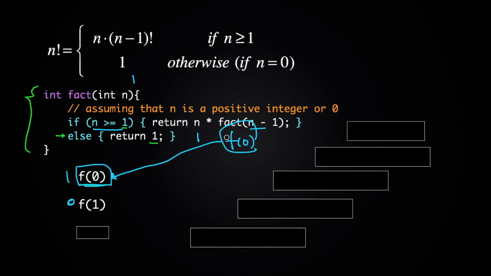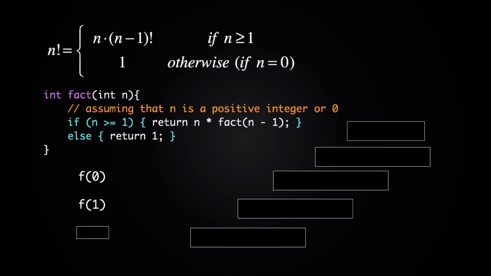And then in f of 1, it's going to say, okay, what I'm going to return is 1 times the value of fact of 0, which is 1. So we're going to return 1 times 1, which is 1. So that's the correct answer. Okay, to help you understand this a little bit better, I'm going to give you another example here.